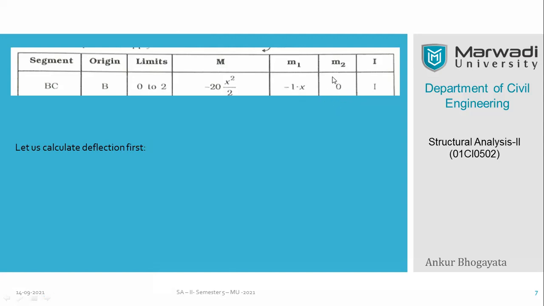M2 is related to the unit load moment. There is no moment applied right now because we are not interested in the span at this moment. So we just go with 0, and there is a variation. So that is considered here. So I is nothing but the variation of the segment.